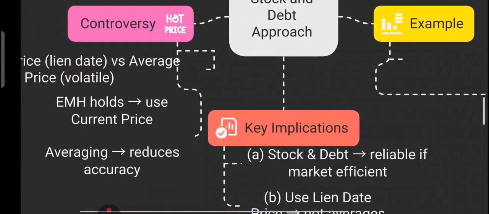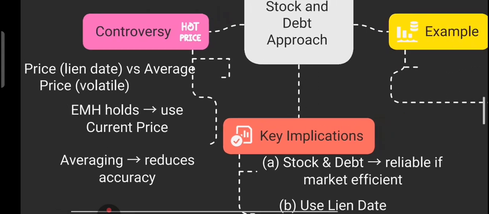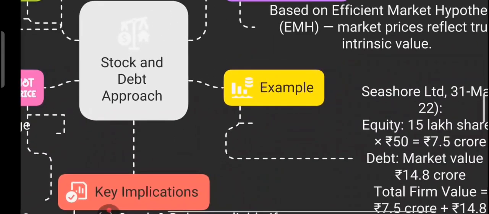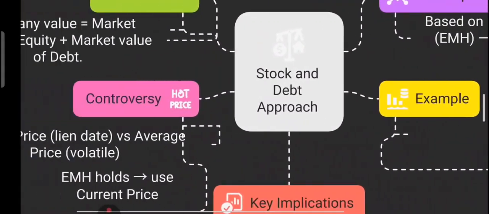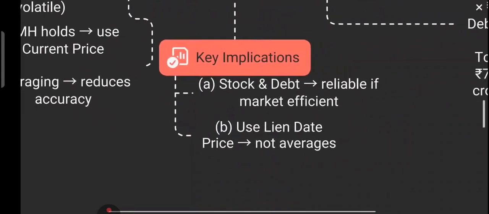Now there is some controversy regarding it. What is the controversy? There is a catch. Should we use the current market price or an average price? EMH suggests the current market price is the best. EMH says to use the current price, but averaging can reduce valuation accuracy. So what is the key takeaway?